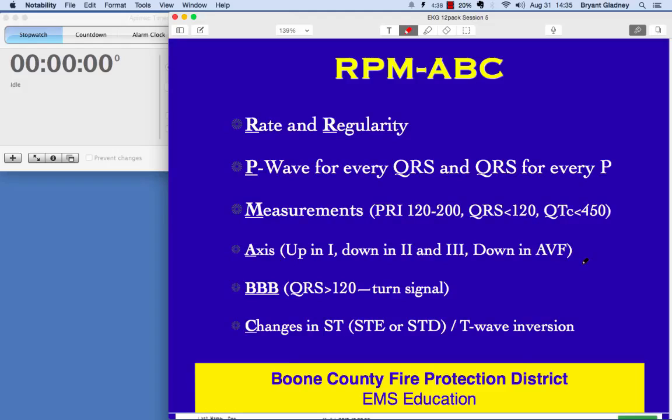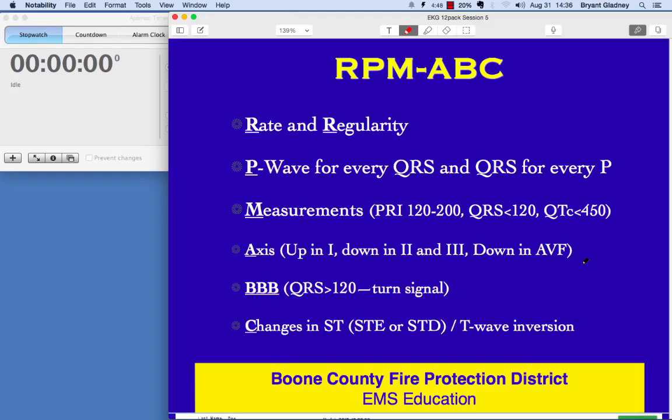As far as A and B goes for axis, we're really just looking for that situation where we have a right bundle branch block and a left anterior fascicular block, which would mean that we would have pathological left axis deviation. You have pathological left axis deviation when your QRS is upright in 1, negative in 2 and 3, and down in AVF. So predominantly positive in 1, predominantly negative in 2, predominantly down in AVF.